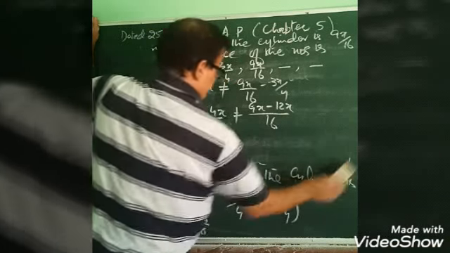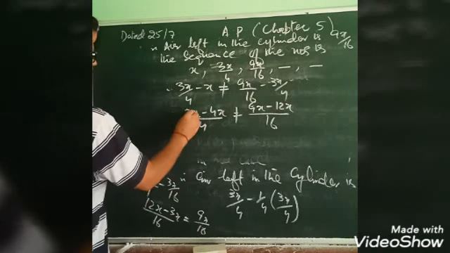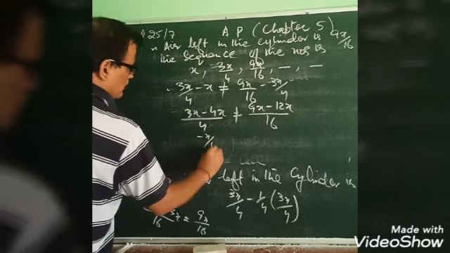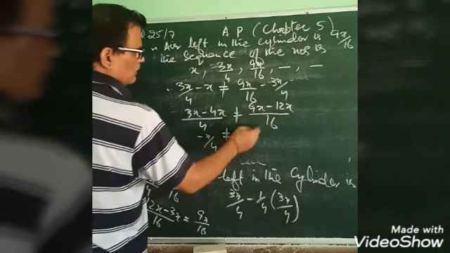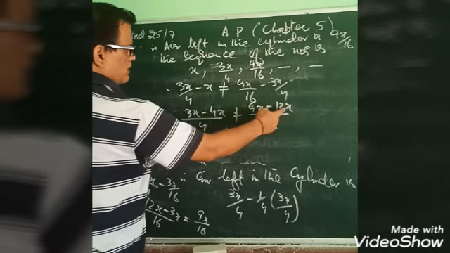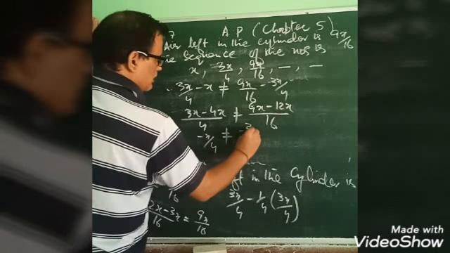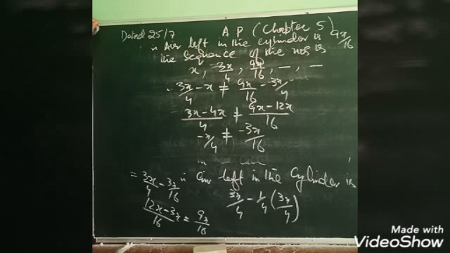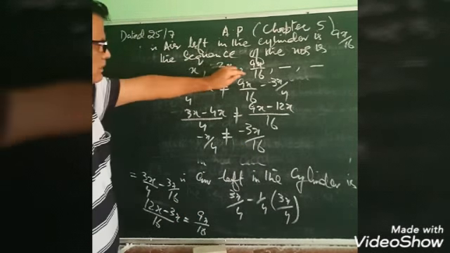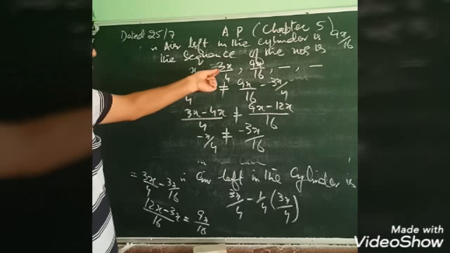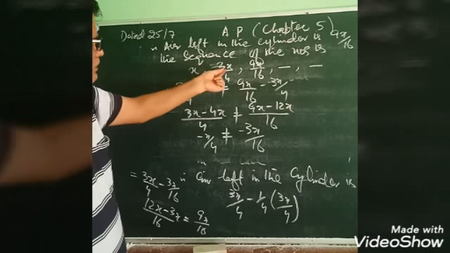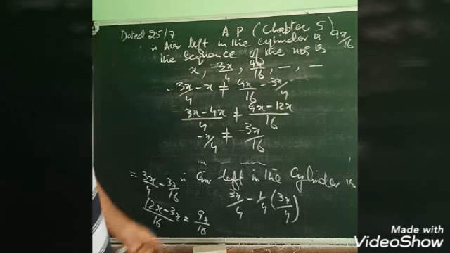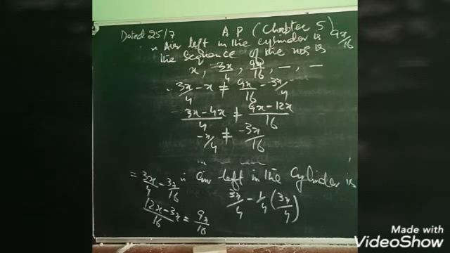So this is 4x, and this is 3x minus x by 4, is not equal to 12 minus 12 plus 9, is minus 3x upon 16. So no, this is not an AP. This sequence of numbers, or the air left in the cylinder in each condition, does not form an AP. So it is not an AP. Third and fourth questions you will try on your own.